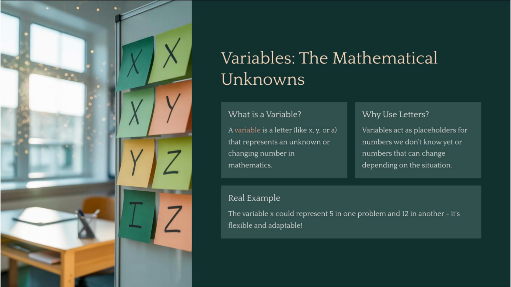So what exactly is a variable? Think of a variable like the letter x as an empty box. We can drop any number we want into that box, and the expression's total value will change based on what number we choose. If you're calculating the cost of tickets to a concert, the number of people going is the variable, because it can change from group to group. We use variables like x, y, or a to represent these unknown or changing amounts.